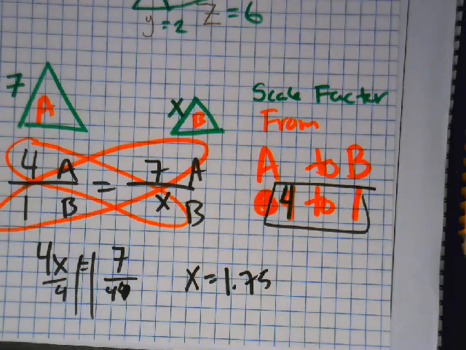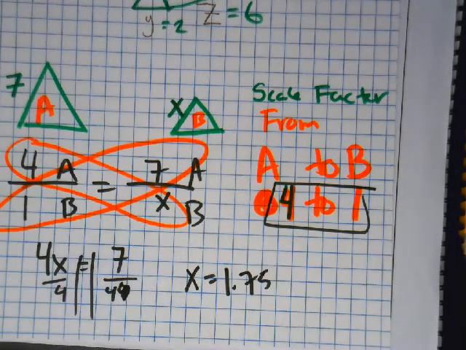This proportion will help you solve any scale factor problem. Sometimes it's easy to do in your head, like the ones we did in our notes, and sometimes we need a little help from the good old proportion. Divide by 4, divide by 4, and then a little mistake.